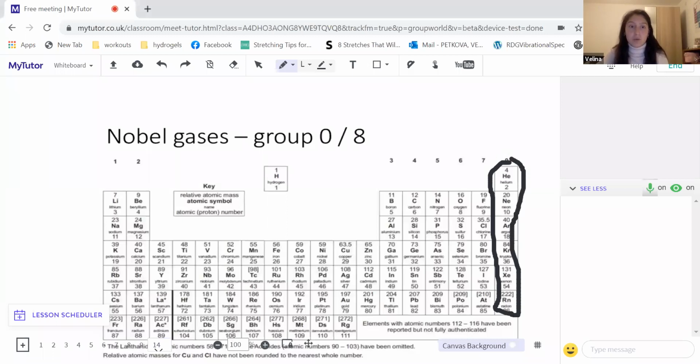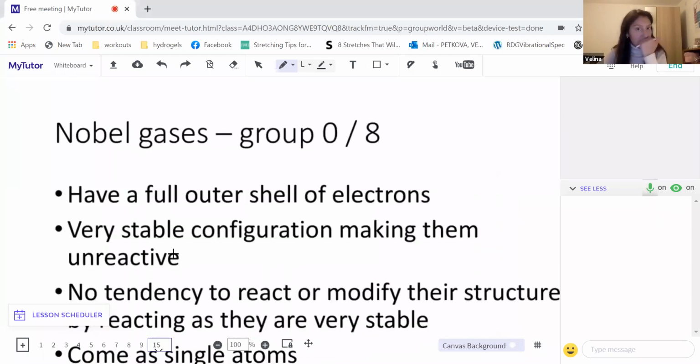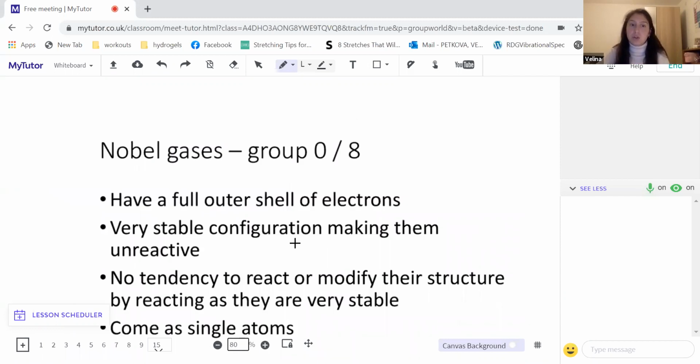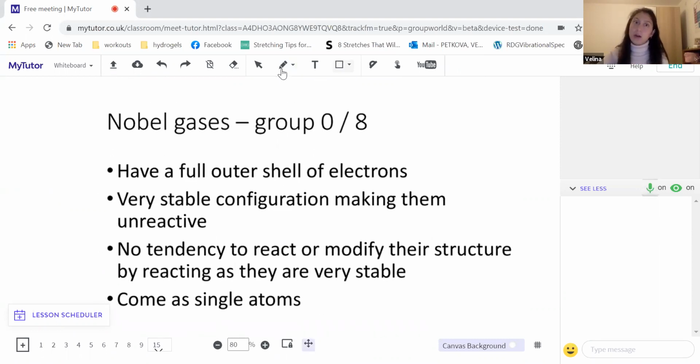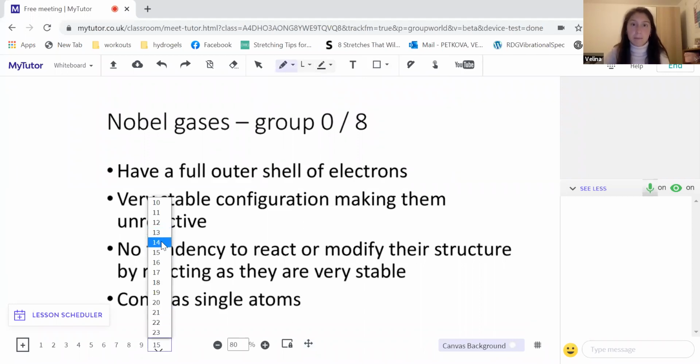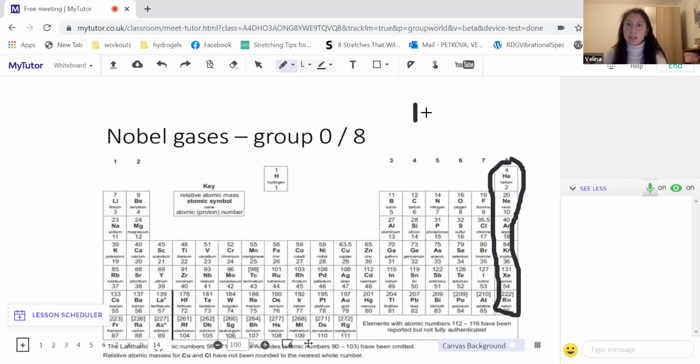If we look at the noble gases, they all have a full outer shell. So therefore, they're all really stable and they don't need to undergo any reactions. They don't have any tendency to react because they're not trying to modify their structure. They're not trying to gain any electrons or lose any electrons to get this full outer shell. So they are completely and utterly happy in the way they are. Usually, say helium, it doesn't come like hydrogen, H2. Helium's just helium, neon is just neon. They all come as just single atoms that form this element.